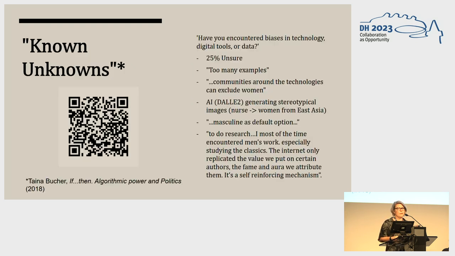Another way that we are engaging with communities is through our surveys, for people to engage with as well. We've asked a number of questions, one in particular: have you encountered bias in technology? 25% of people said they were unsure. So this is what Tanya Butcher talks about in terms of the unknown knowns or the known unknowns. Another person said there are too many examples, and another said communities around technologies can exclude women.